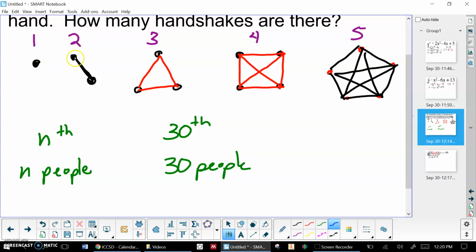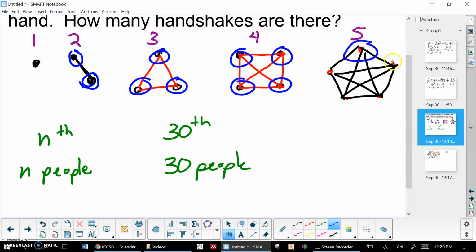In the second term, each person has 1 handshake. If you look here, this person has 1 handshake, this person has 1 handshake. In the third group, each person has 2 handshakes. In the fourth group, each person has 3 handshakes. And in the fifth group, each person has 4 handshakes. They each shake with all the other people in the class.